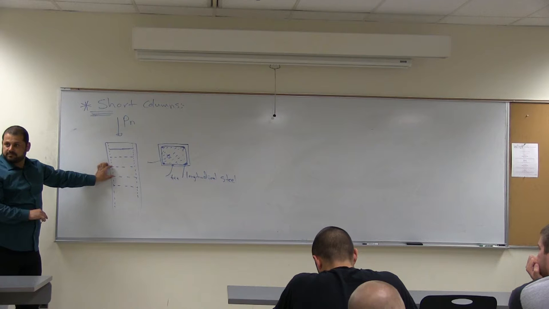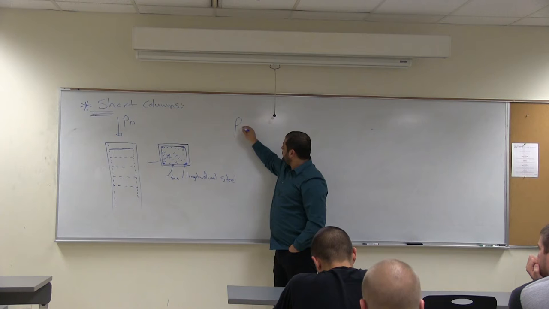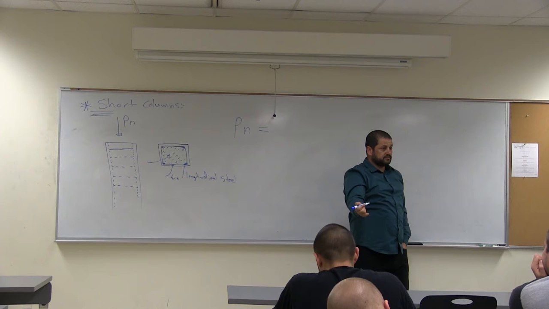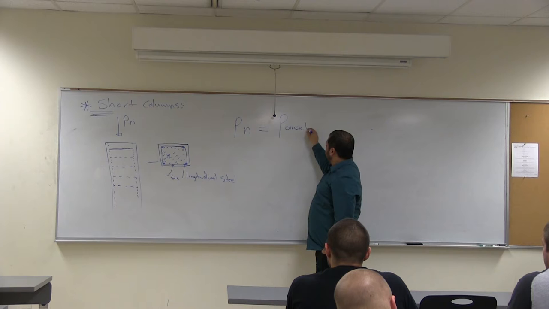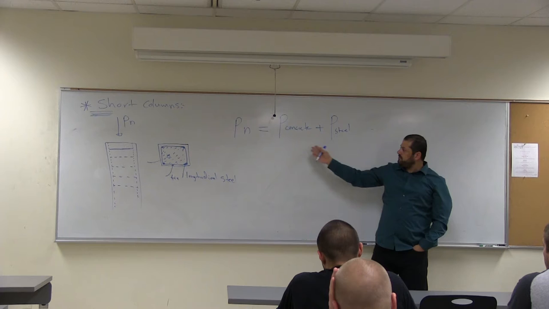Okay? So let's see again. Now, as I showed you, what do you have in there that will contribute to the strength? So Pn, the nominal, it will come from what? Again, as I said, from the concrete, right? Contribution from concrete plus contribution from steel. The axial strength from concrete, the axial strength from the bars. You may have 4, you may have 6, you may have 20, whatever number.